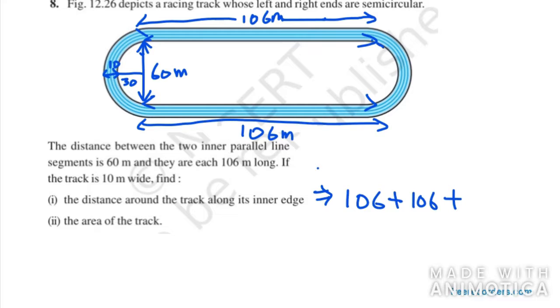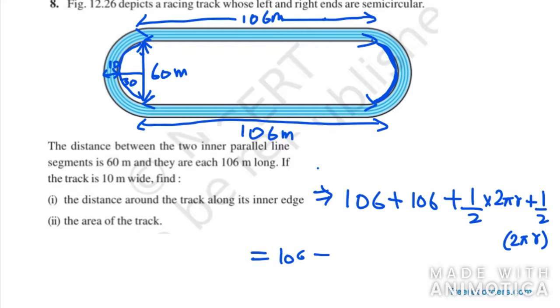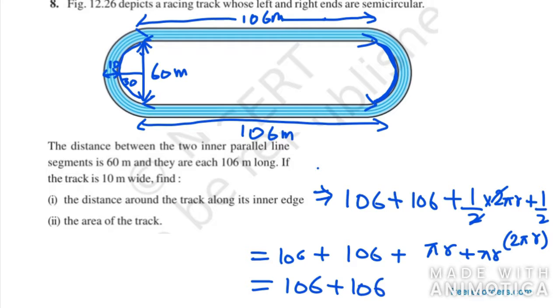Now we need to find this curved area. And this curved area is nothing but the circumference of a semicircle. So we have two semicircles here. So it will be half 2 pi r plus half 2 pi r. So it will be 106 plus 106 plus pi r plus pi r. As they are both the same, I would be adding pi r and pi r. So that will be 2 pi r.